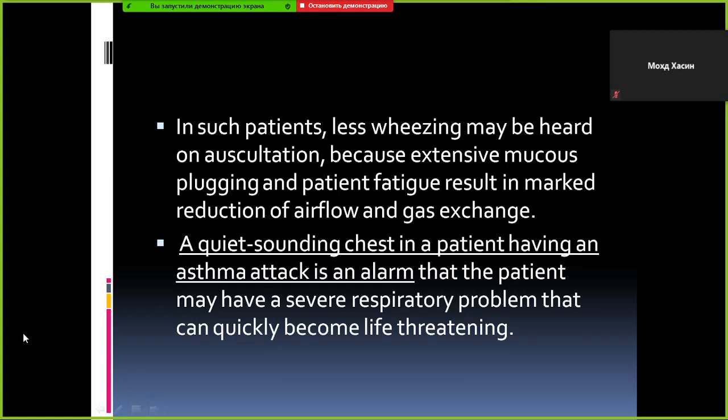In such patients, less wheezing may be heard on auscultation. It is a very important symptom because extensive mucus plugging and patient fatigue result in marked reduction of airflow and gas exchange. So a quiet sounding chest in a patient having an asthma attack is an alarm that the patient may have a severe respiratory problem that can quickly become life-threatening. So pay attention to this idea. Less wheezing or a quiet sounding chest in a bronchial asthma attack is an alarm.